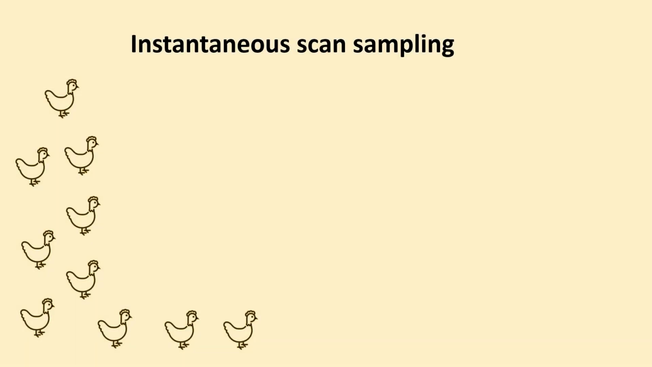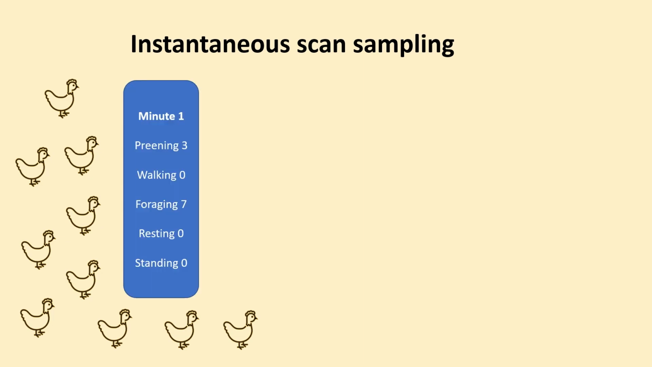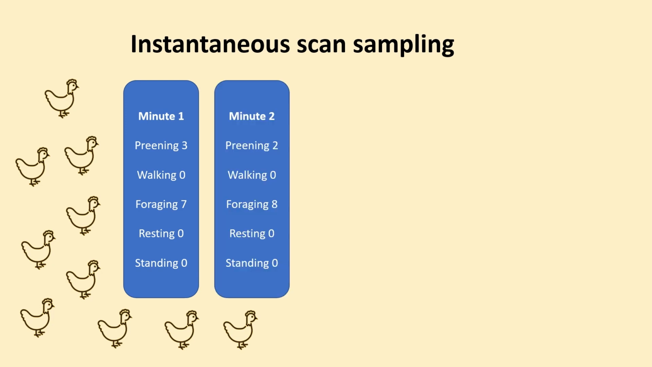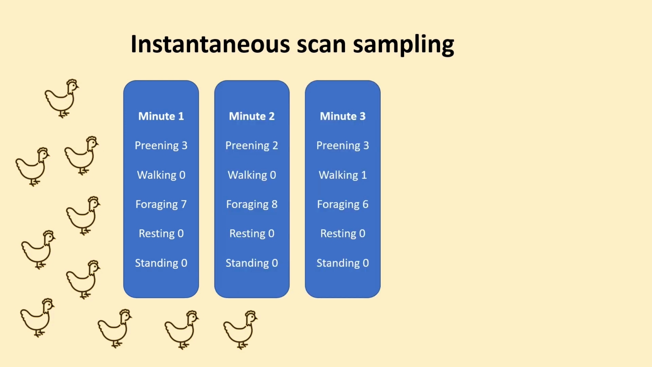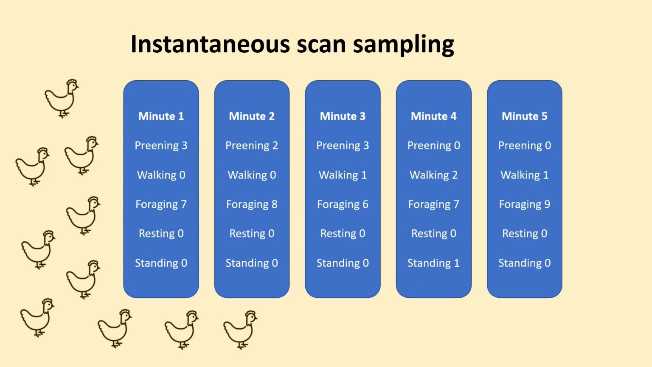Now here I've got a group of chickens that all look exactly the same. So I'd have to do instantaneous scan sampling and count across the group. Again, we have minute time intervals. What I have done here is recorded the number of birds performing each behaviour on each minute sample. And this means I would get a group average for each behaviour performance in these animals.